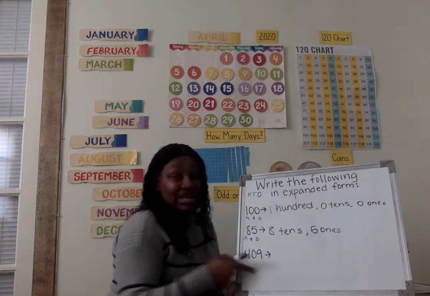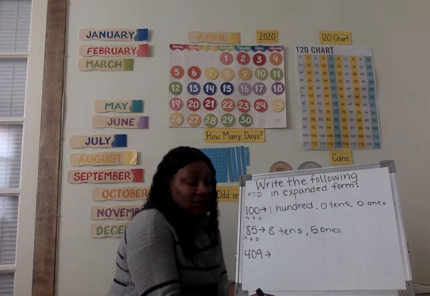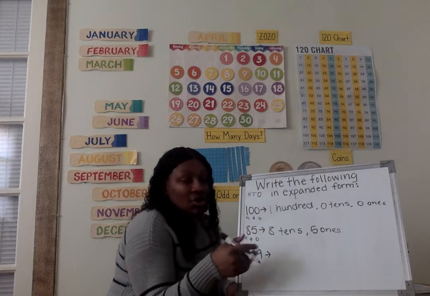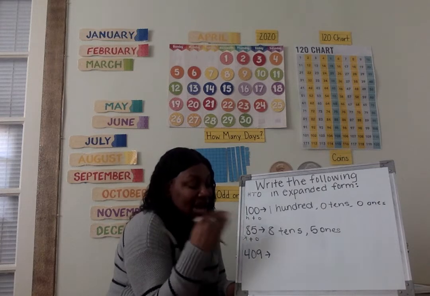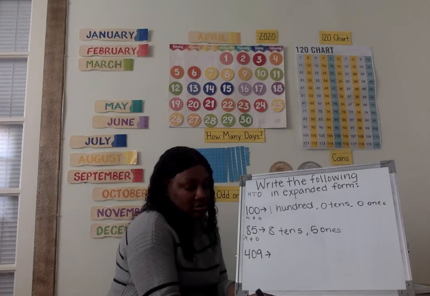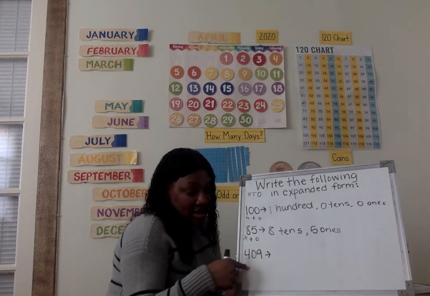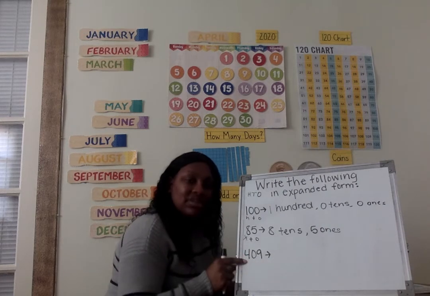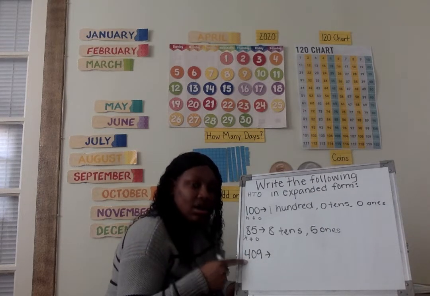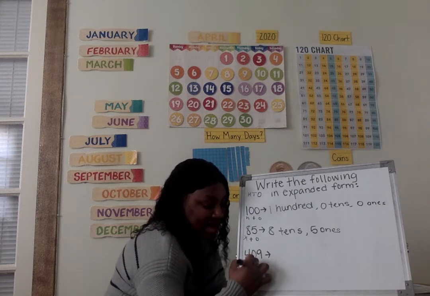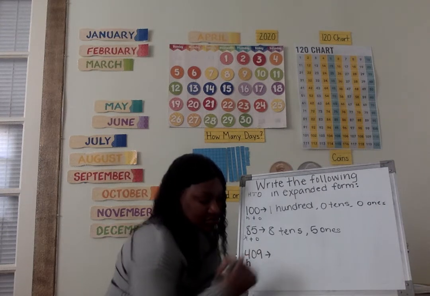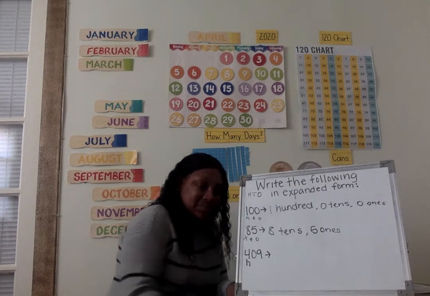Ooh, this is a really big number. We have the number 409. Let's go ahead and label first. Does this number have any hundreds? Let's see, yeah. What number is in the hundreds place? A 4. So I'm going to write an H underneath the 4 to remind me that this is the hundreds place. Let's go to the tens place next.